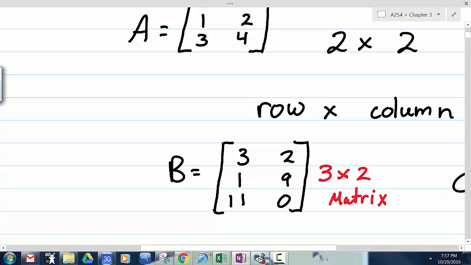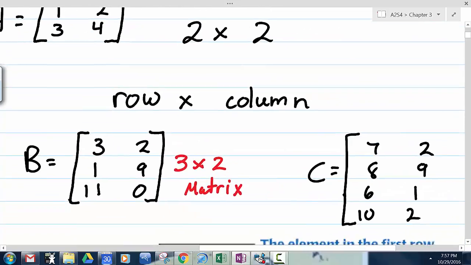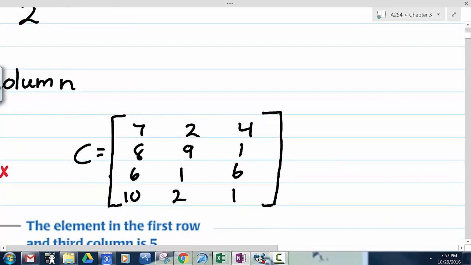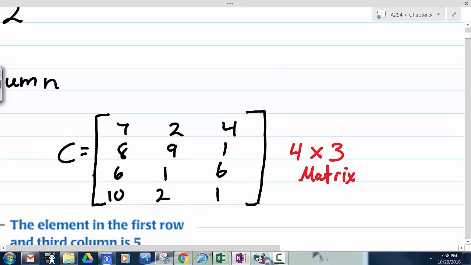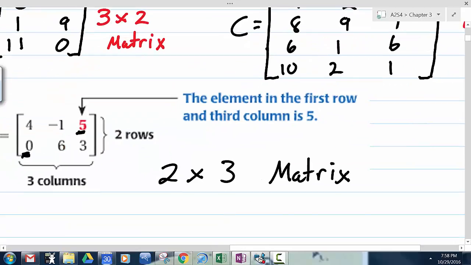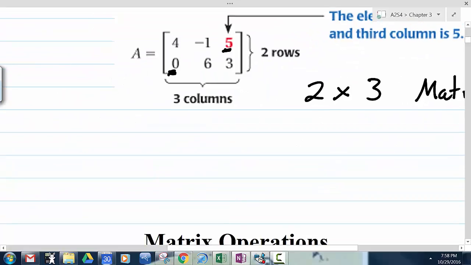Remember, row by column. So let me slide over here to matrix C. What is the dimensions of this matrix? Again, if you said 4 by 3, you are absolutely right. Why? 4 rows, 3 columns. Cool. So understanding that's just the attributes of what a matrix is.